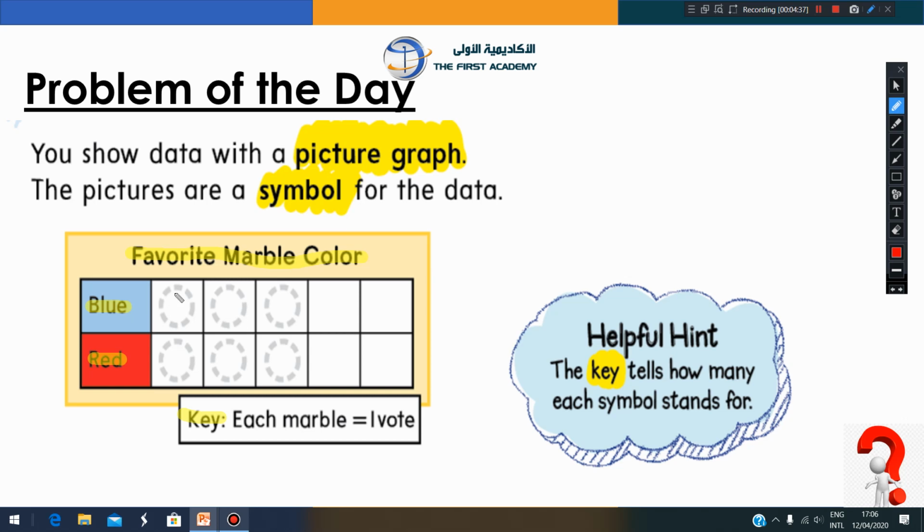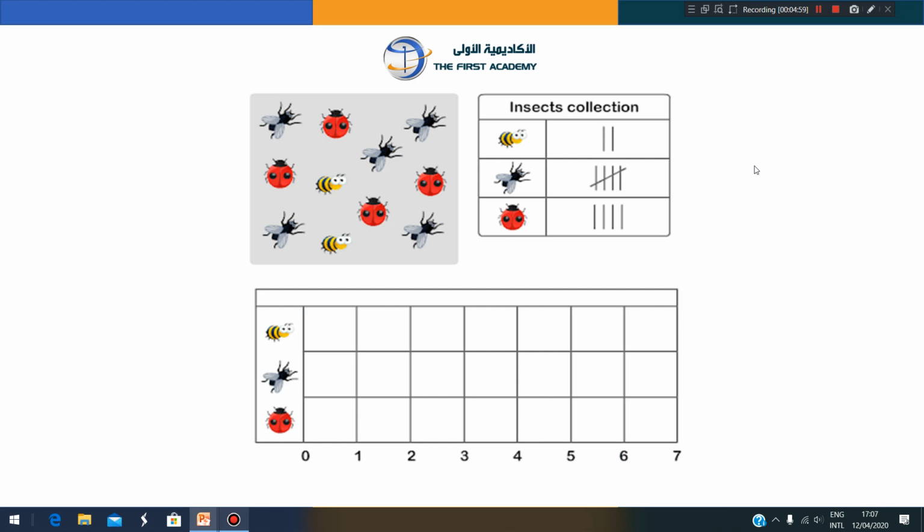So here, how many blue marbles? We have 1, 2, and 3. And how many red? Also 3. So you can use any shape, you can draw anything as a symbol so that you can show your data in a picture graph. Now, how to transfer data from a tally chart to a picture graph. Let's see. Now we have here some data or information about insects collection.